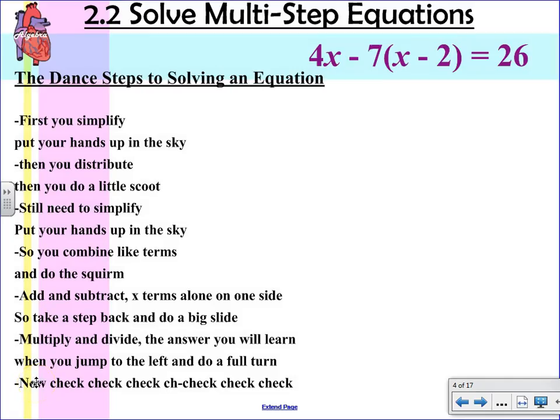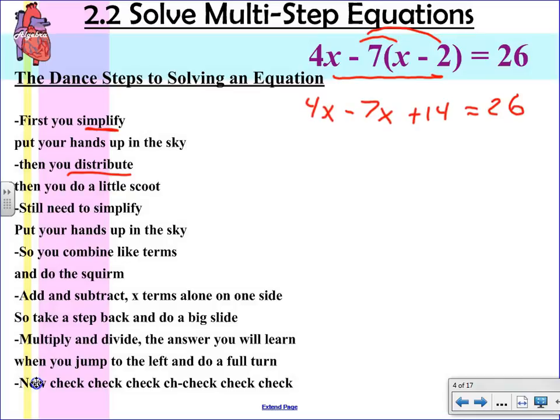All right, you can sit down now and stop dancing. But now we're going to take a look at an example and see if we can use those dance steps, that song, to help us figure out how to solve an equation. So first we simplify. Okay, there are no like terms here to simplify. So we go down to our next step. Then you distribute. Do a little scoot. We'll distribute here. So we get 4x minus 7x plus 14.